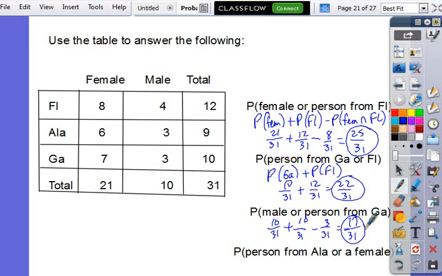That's it. All right, person from Alabama or a female. I didn't write it on the last one, I should have. I need Alabama plus female minus Alabama and female. Alabama is 9 out of 31, plus female is 21 out of 31, and minus females that are from Alabama, 6. That gives 24.